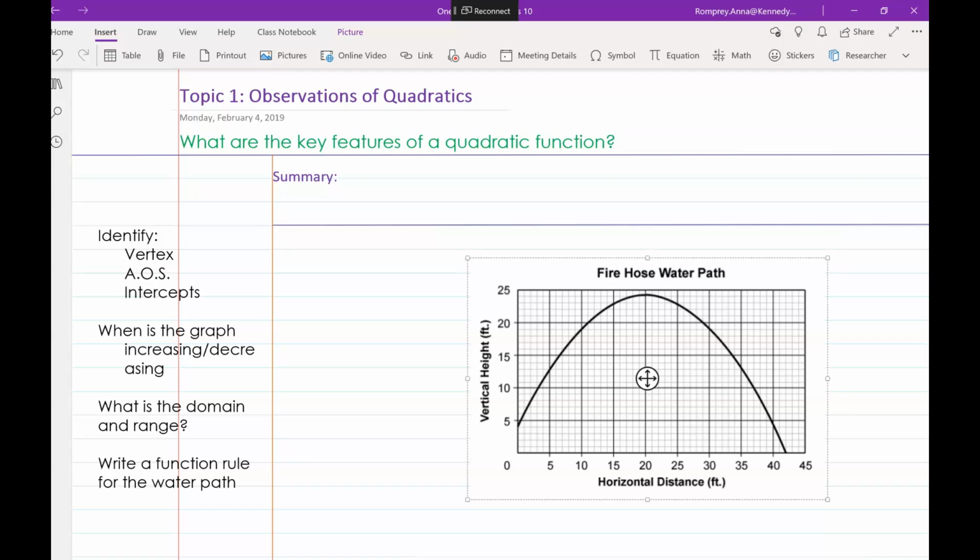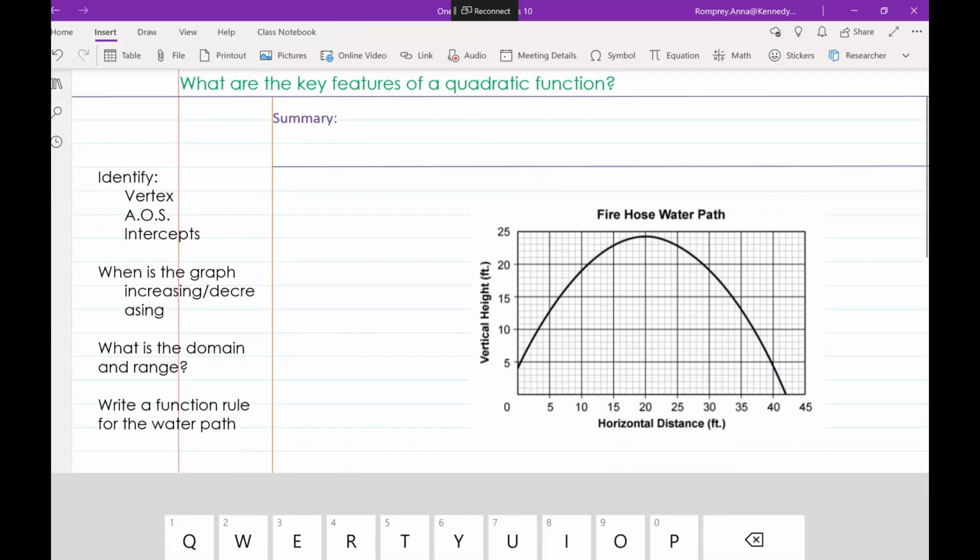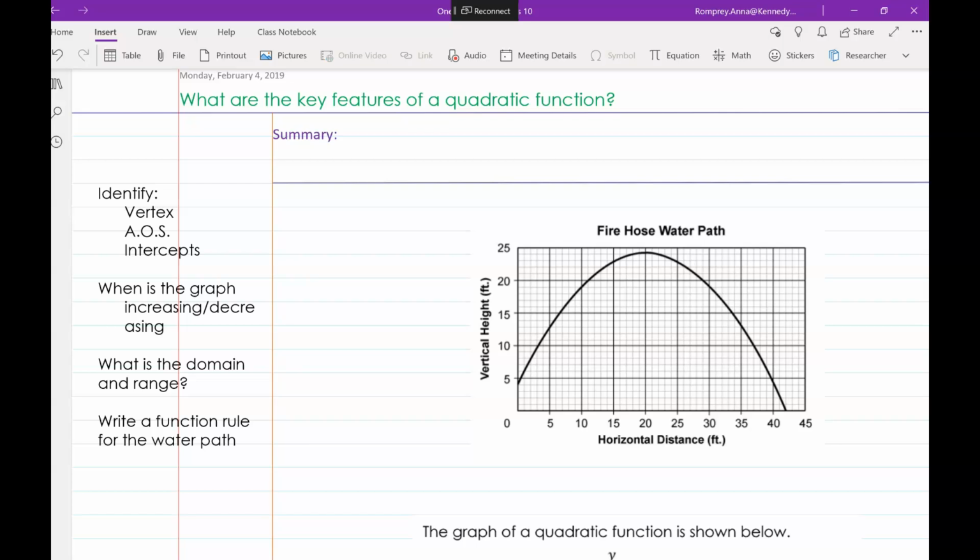Hey, hey. So today we're going to look at different observations we can make with quadratics. Now again, a lot of the stuff that you're going to see in this unit is going to be familiar. We're just going to be applying it a little bit differently than we have so far. So a lot of this is review. So when we begin, it says identify the vertex, axis of symmetry, and intercepts.